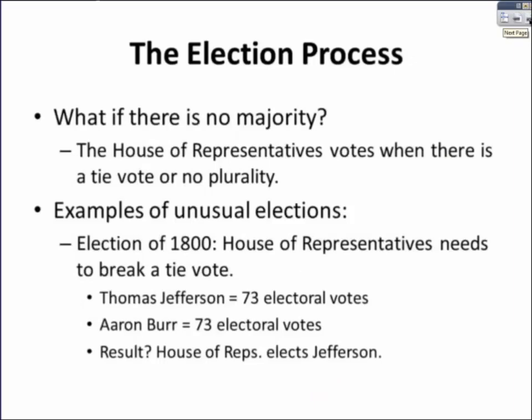What if there is no majority? The House of Representatives votes when there is a tie vote or no plurality. So, examples of unusual elections. The most famous example early in U.S.